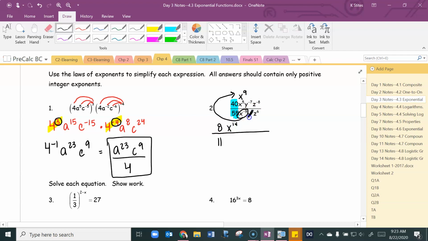Your y to the 0 is just a 1, so that's gone. Y to the negative 7, it's a negative exponent. It'll move down to the bottom where it becomes a positive 7. And then z, we have a negative 8. It's going to move to the bottom because it's a negative exponent. Make sure you change that exponent now to a positive, and now there are 14 z's on the bottom. Again, that's from adding those exponents.